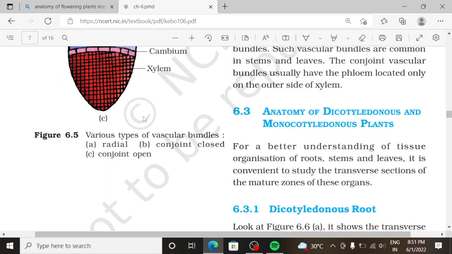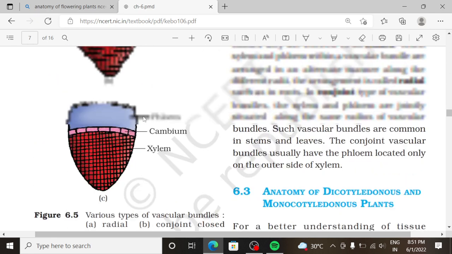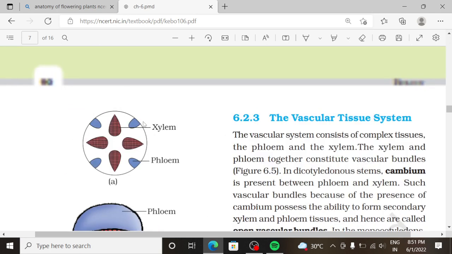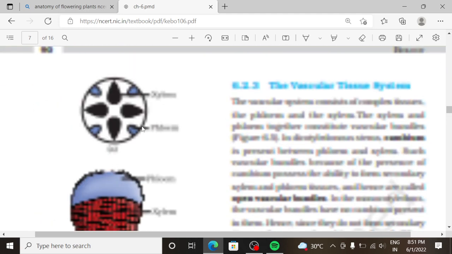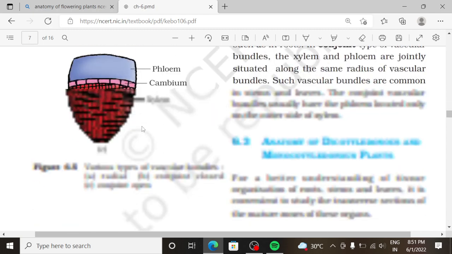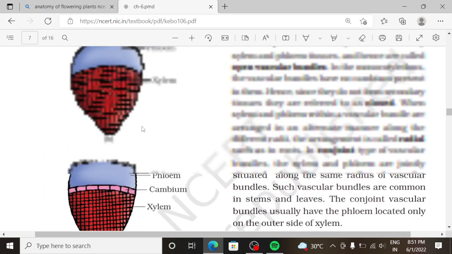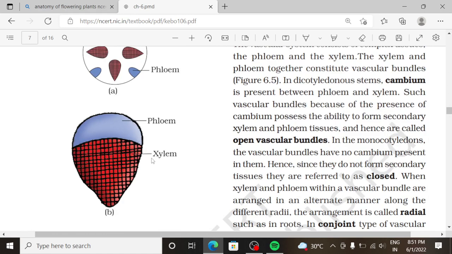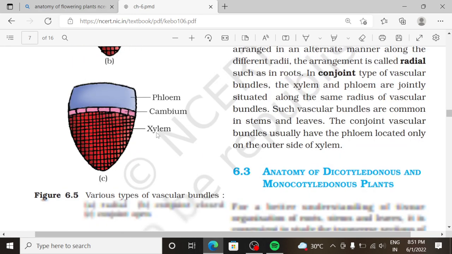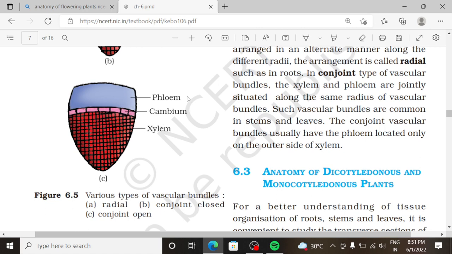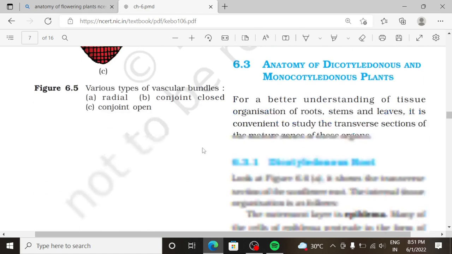First is radial, second is conjoint closed, and third is conjoint open. This diagram is of the radial vascular bundle. The B diagram is of the conjoint closed. Here you can see the phloem and xylem. Here also you can see the xylem and phloem. And conjoint open, here you can see the phloem, cambium and xylem.